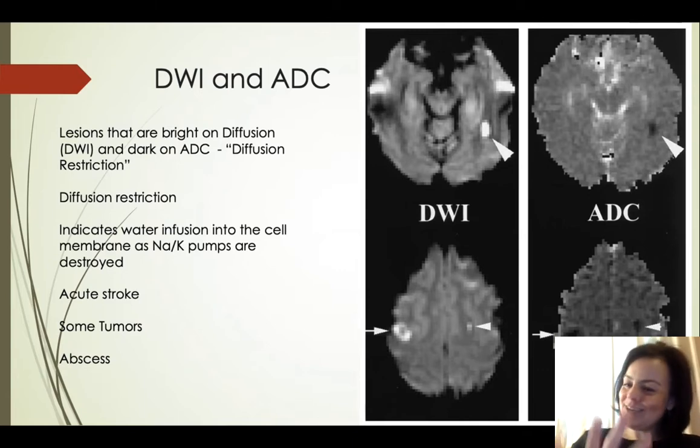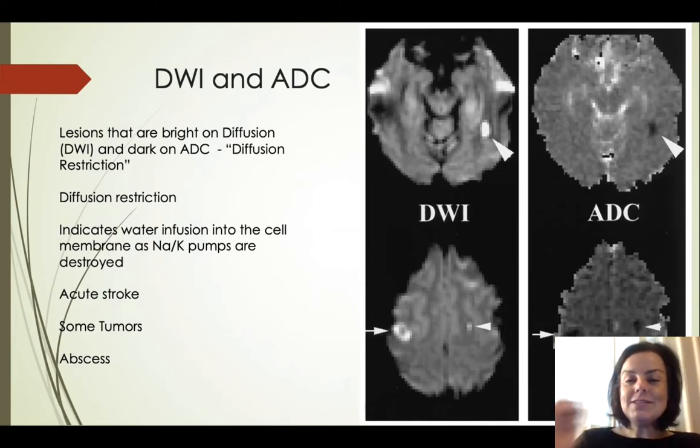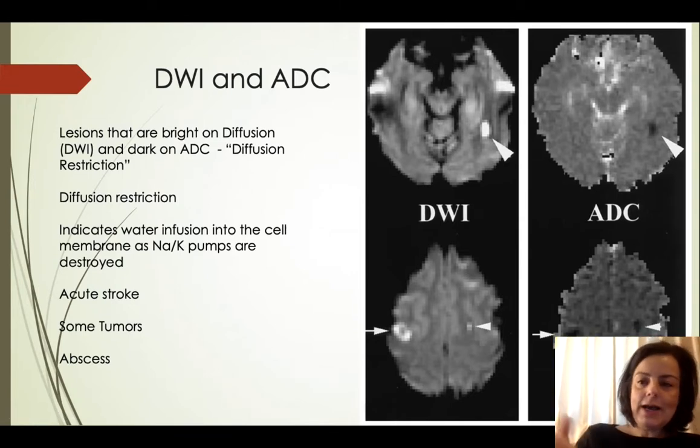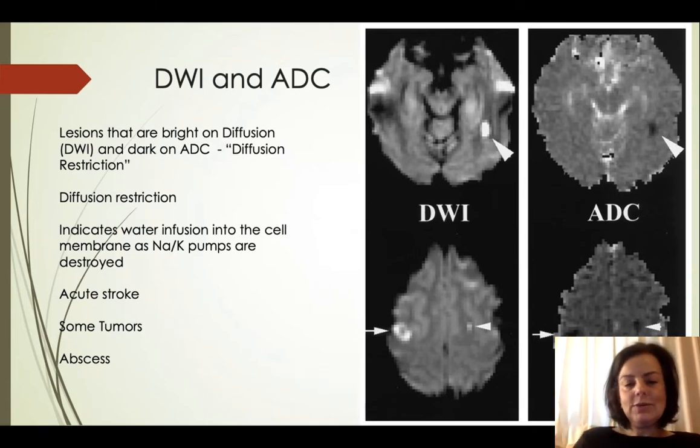Okay, so then we've got three sequences down. We're going to go through these two. Think of these as our stroke sequences, acute ischemic stroke sequences. So they go together. DWI, diffusion weighted imaging, and ADC, apparent diffusion coefficient. Basically, if you see a lesion that is bright on the DWI and dark on the ADC, so you look at the two sequences side by side if you can, we call that diffusion restriction. And that's an indicator that the sodium-potassium pumps in the cells are dead and that water is diffusing into the cell.